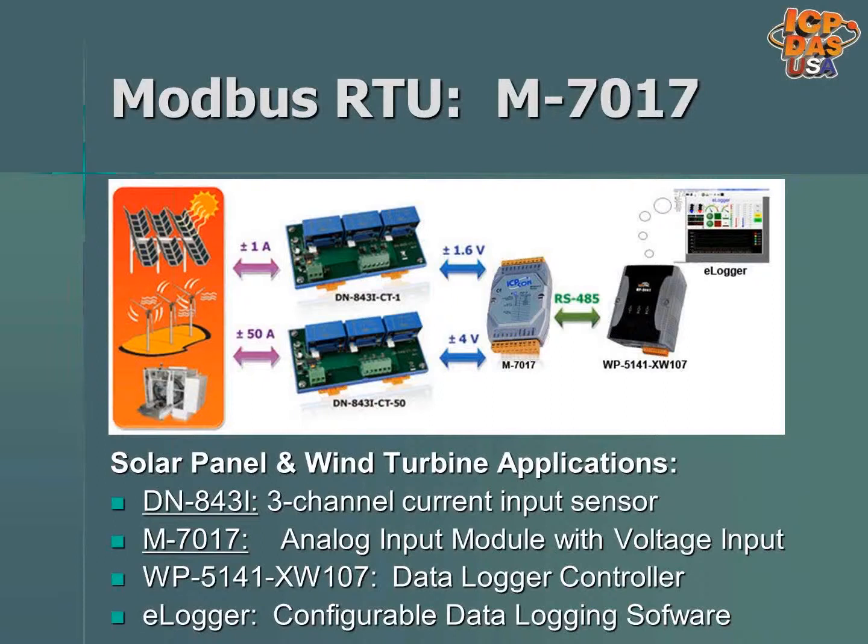DN843i is a current input sensor board that can put out voltage. M7017 can take that voltage so it can be brought back to a computer for data logging, control, and monitoring so you can measure energy being produced.